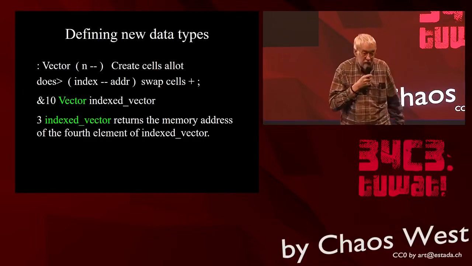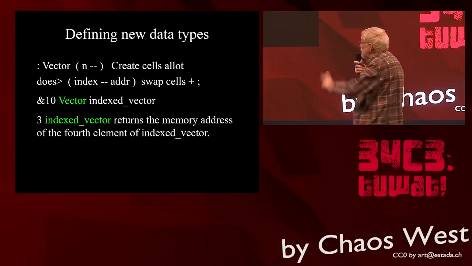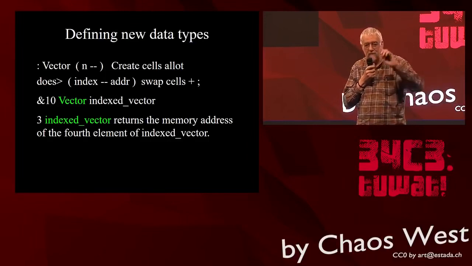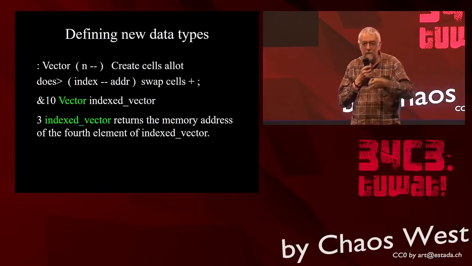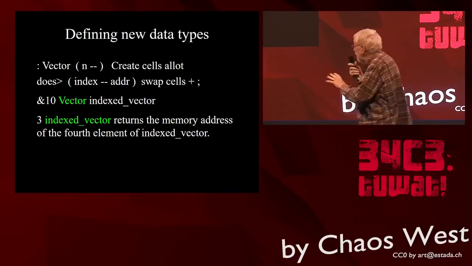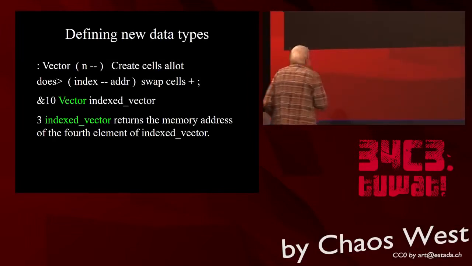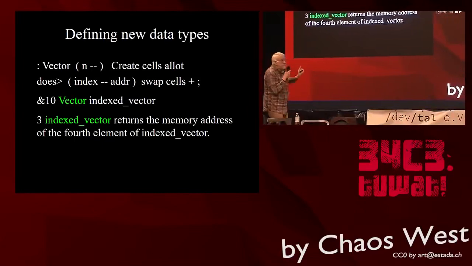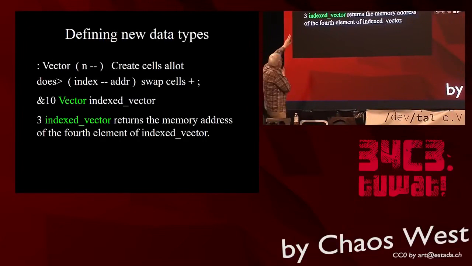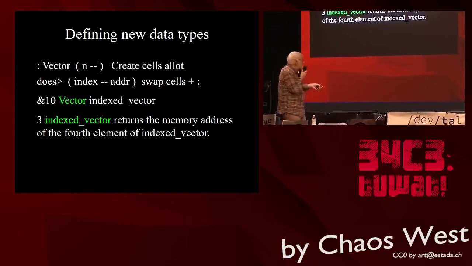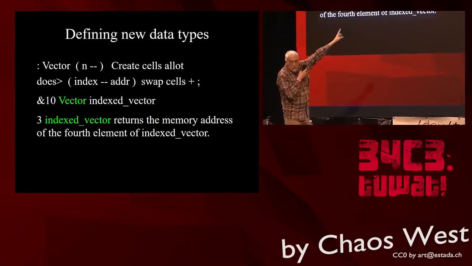Or you can get more fancy, like defining a new data type. You can say, I want to define a vector of a limited size, and I want to be able to access the elements in the vector by passing the index to the name of the vector. This is difficult to explain, I must confess, because here we have a word where we defined the operation at 2 different time instances. So the code between colon vector and does enters the name vector into the dictionary. And when vector is executed later on, it will create n cells and allocate them.